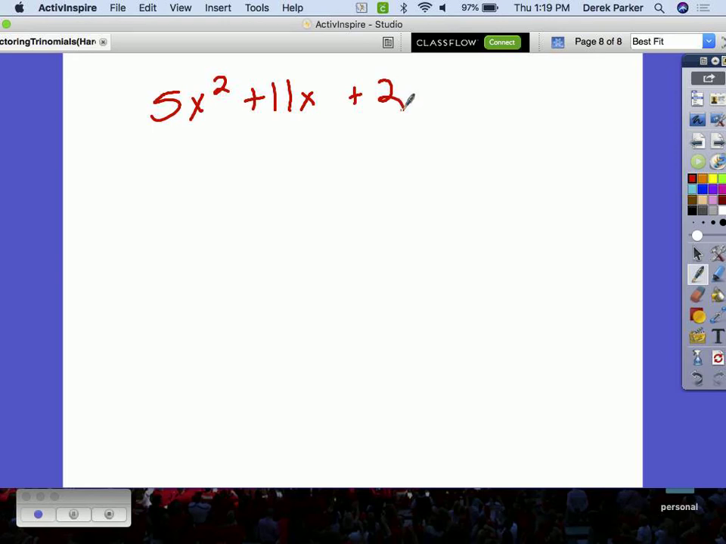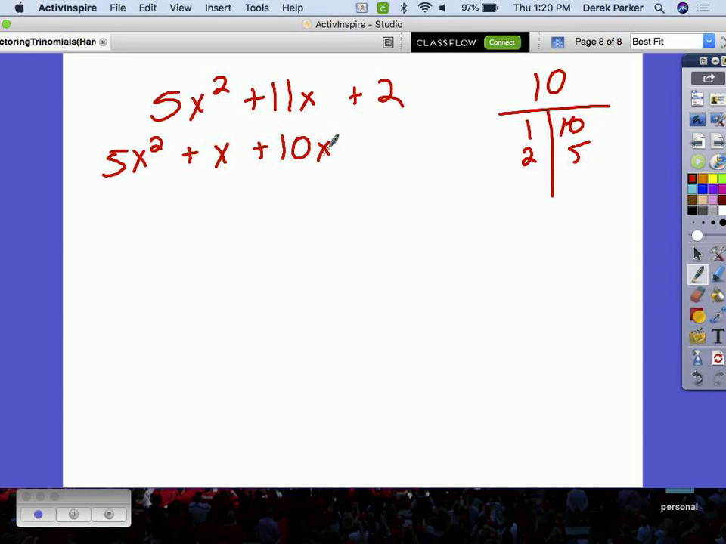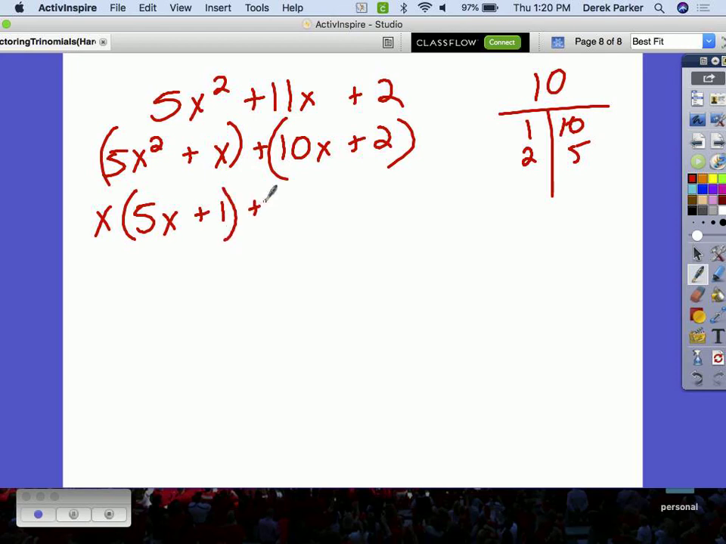I'm going to go ahead and do the AC method. 5 times 2 is 10. My factors of 10 are 1 and 10, 2 and 5. 1 plus 10 is 11, so there are my two that I need. And I get 5x squared plus x plus 10x plus 2. Group it off. Common factor is x, and I get 5x plus 1. Common factor is 2, and I get 5x plus 1. So my answer would be 5x plus 1 times x plus 2.